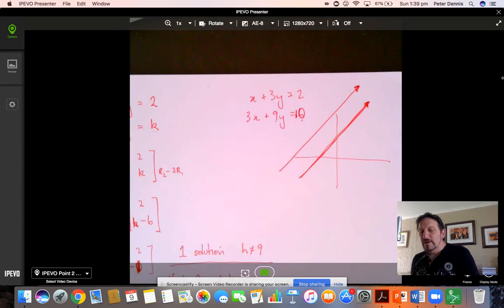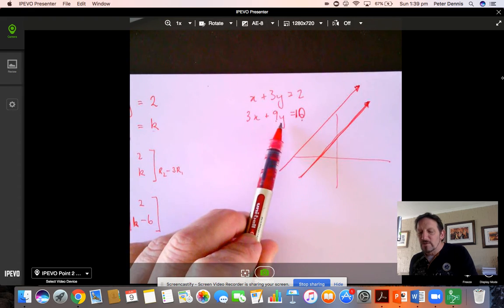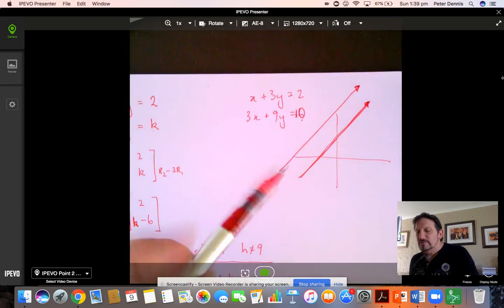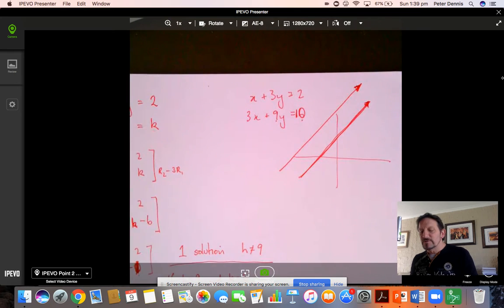So one is x plus 3y equals 2. This is really x plus 3y equals 10 over 3. So you get these parallel lines, and that's why you get no solutions.